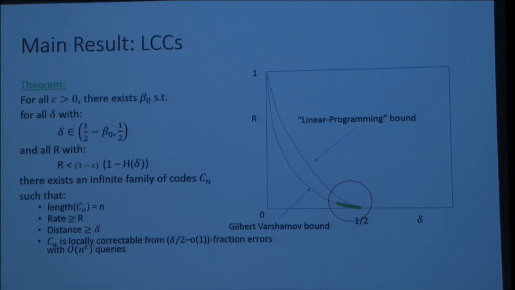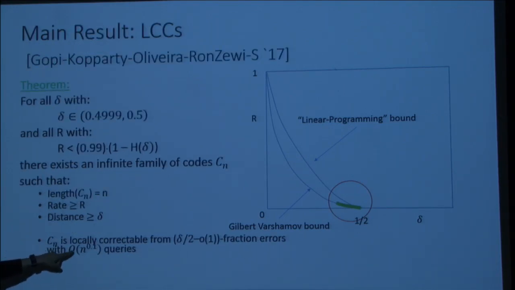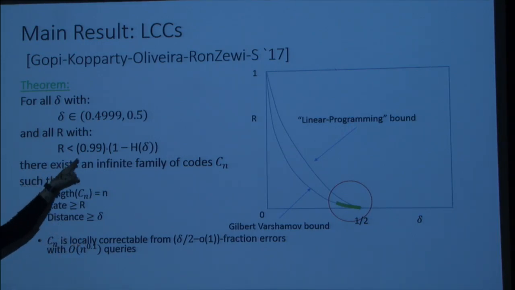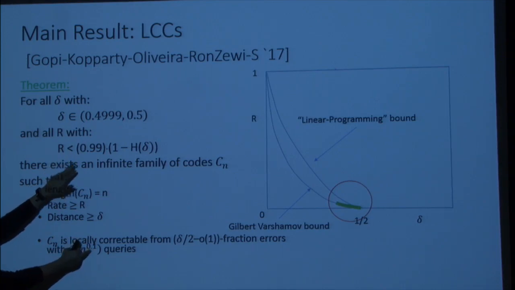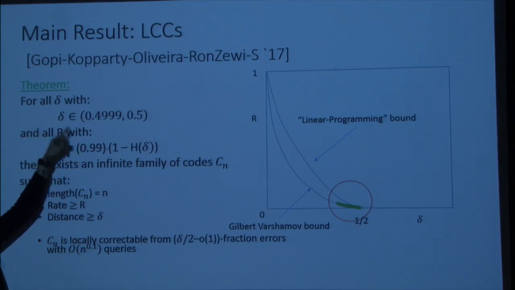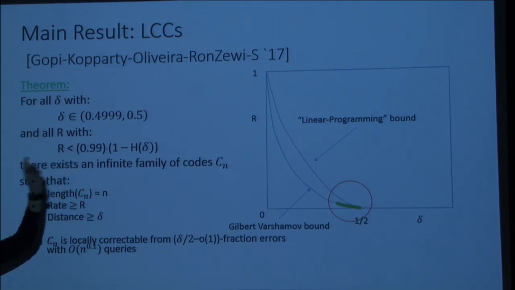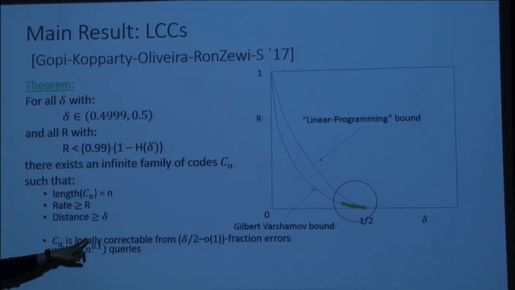So let me tell you what you can do. You can make the query complexity any n to the epsilon. You can make this 0.9 however close to 1 as you want. But no matter what constant you pick here and what constant you pick here, the delta has to be close enough to half as a function of those two constants. So as long as delta is close enough to half, you can achieve n to the epsilon query complexity.